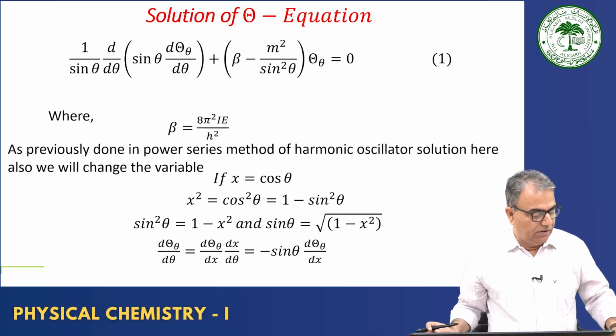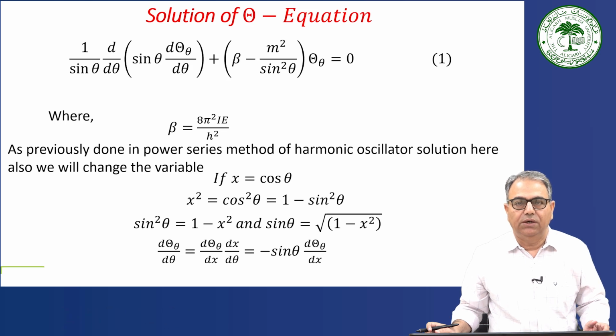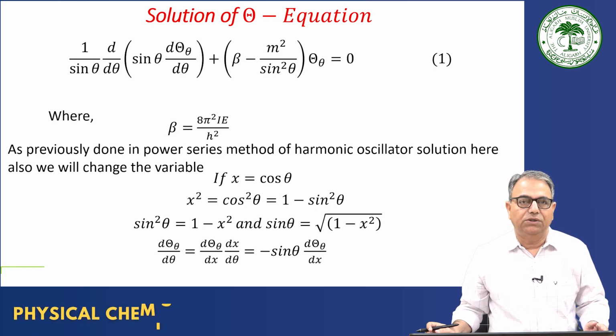In the previous module, I talked about the solution of the rigid rotor, and the rigid rotor which we have taken had unit dimension, r equal to 1. So we had only two variables, theta and phi, and the Schrodinger equation, since it had two variables, we solved by separation of variables, and from that we got two equations, the phi equation and the theta equation. The phi equation solution I talked about in the previous module, and now I will talk about the theta equation solutions.